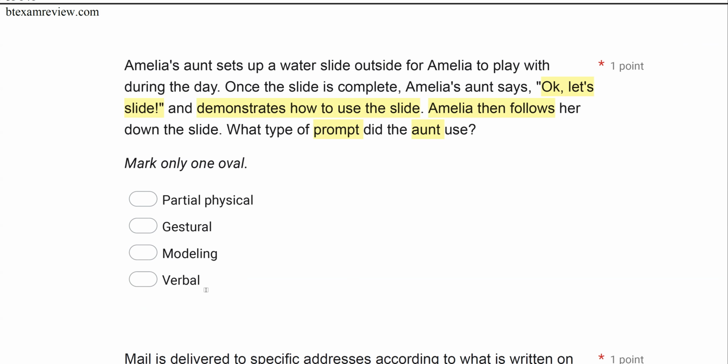And of course, it's not a verbal prompt because the aunt did not verbally prompt Amelia. The aunt demonstrated or modeled how to use the slide. So the type of prompt that was used by the aunt is modeling prompts.